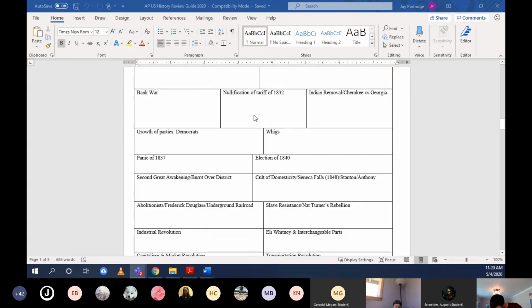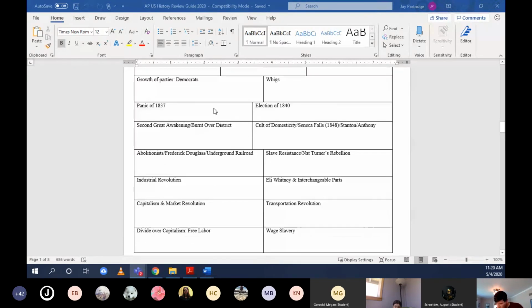And this is why I was jumping the gun. You'll notice I have growth of parties, Democrats and Whigs. If you look down at the bottom of the page, it has the divide over capitalism, free labor, and wage slavery. The Whigs were the party of free labor. The Democrats were the party that thought capitalism was creating wage slaves. That's the last thing I wanted to get. They are intimately connected. The Whigs thought, we have free labor, we can do anything we want in this great dynamic system. And the Democrats thought capitalism was creating wage slavery, being dependent upon a wage, dependent upon somebody else for our livelihood, and therefore we're wage slaves.